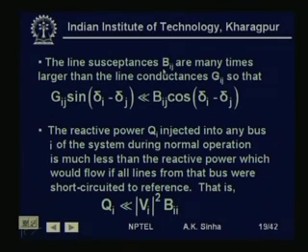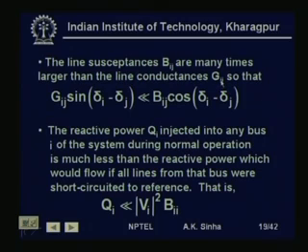Also, the line susceptance B_ij is many times larger than the line conductance G_ij. That is true, because we know that the inductance of the transmission line is much larger than the resistance, and therefore B_ij is much larger than G_ij. Therefore, we can say that G_ij sin(delta_i minus delta_j) is much smaller than B_ij cos(delta_i minus delta_j), because this term will be more or less very near to 1.